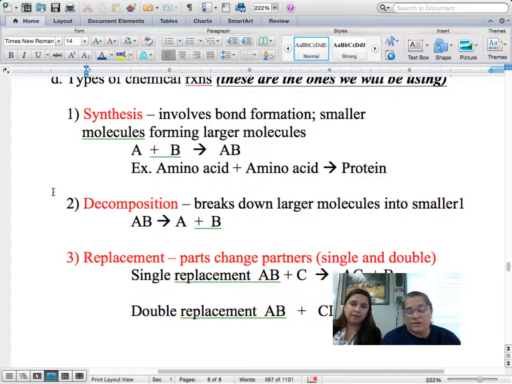Okay. The second type of reaction is a decomposition reaction. In a decomposition reaction, we take a big molecule and we break it down into smaller molecules. An example would be breaking down a complex sugar into simple sugars. See, I knew azúcar. I knew that one. Okay. Anyway, sorry, I'm working on my Spanish.